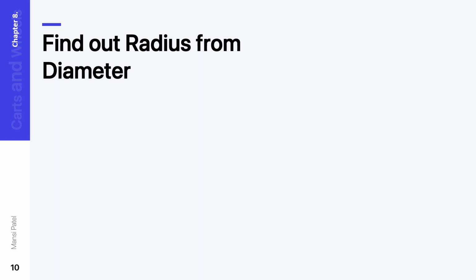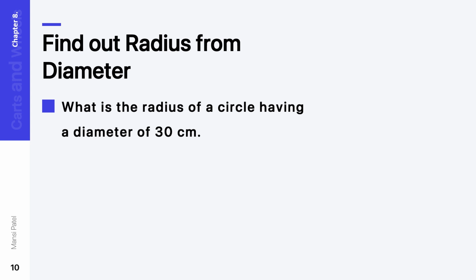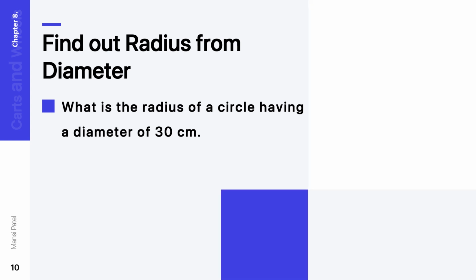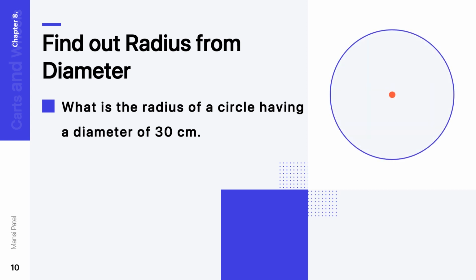Now let us see and study how to find out the radius from the diameter. If you want to find out the diameter, then what do we do? We just double the radius. Now, if you want to find out the radius of a circle having a diameter of 30 centimeter, then what do we have to do? In this question, the diameter of the circle is given as 30 centimeter and we have to find out the radius.